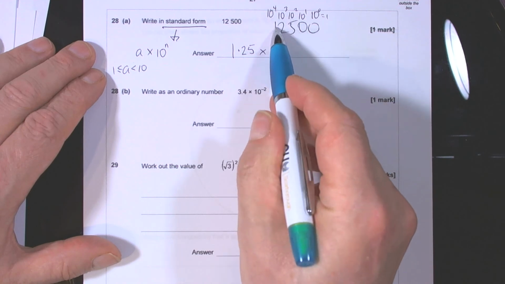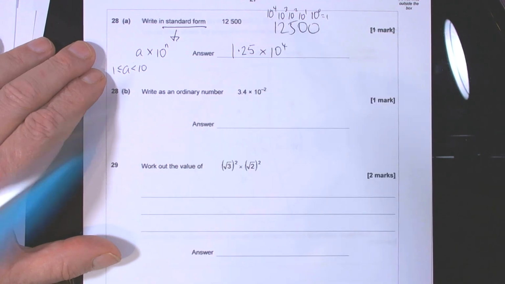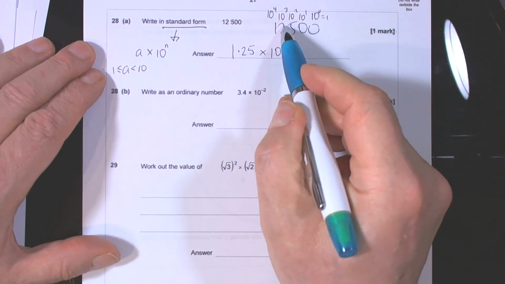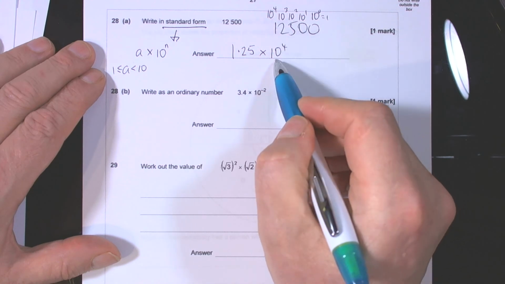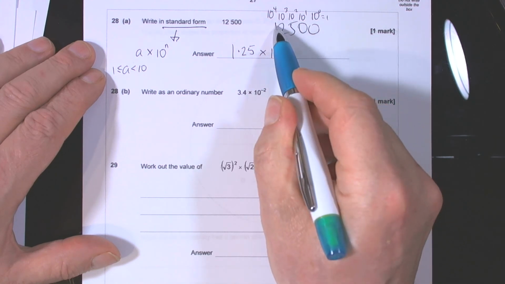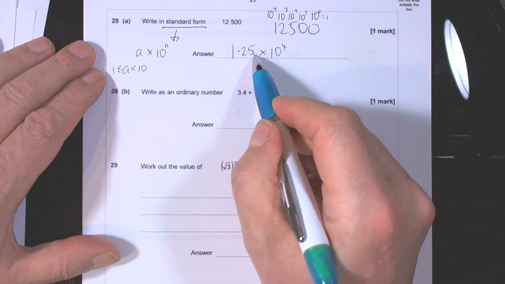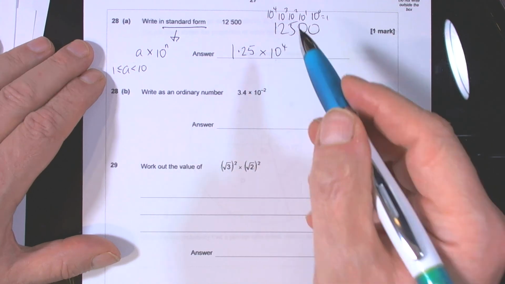Just find where the highest power is in the number, and that then gives you the times 10 bit, and then the number at the front always goes 1 point something, 2 point something, 3 point something, something like that.